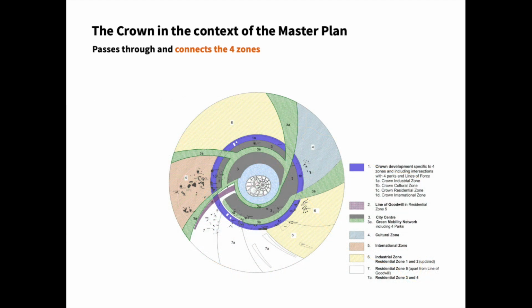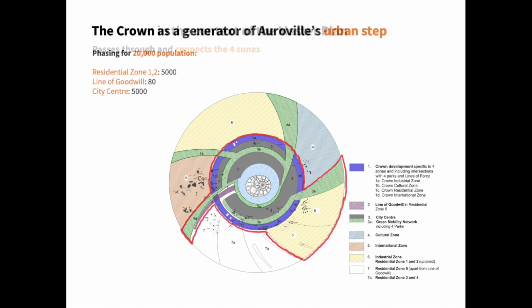In the context of the master plan, I want to explain a little bit what the purpose of the crown is. The crown passes through and connects 4 different zones. All of you already know the residential zone is at the bottom, and the north is the industrial zone. And on the left and right, we have the less dense international zone and the cultural zone. And the purple band, which goes through it, is not just a road, but an important connector of all the 4 zones. The crown is the generator of Auroville's first urban step.